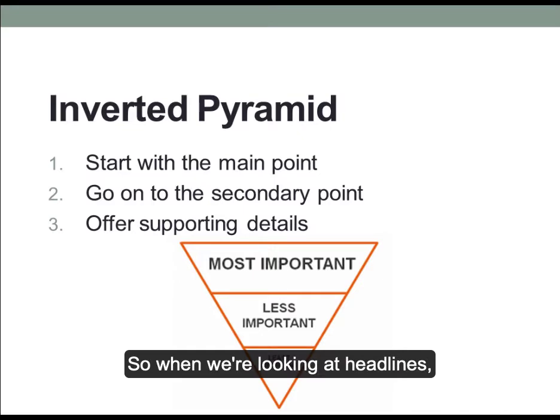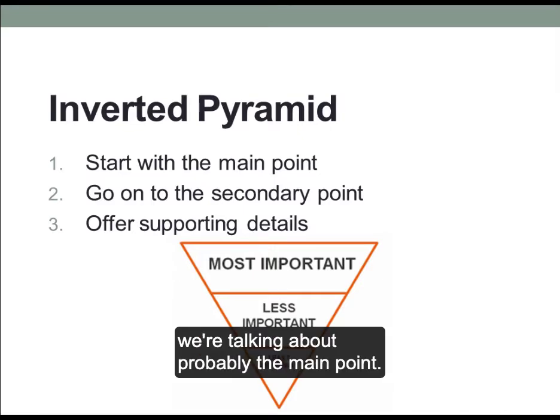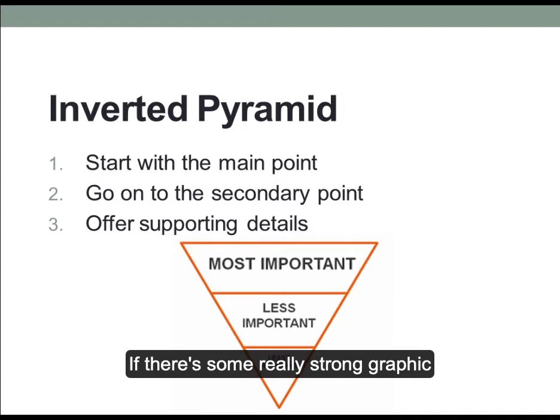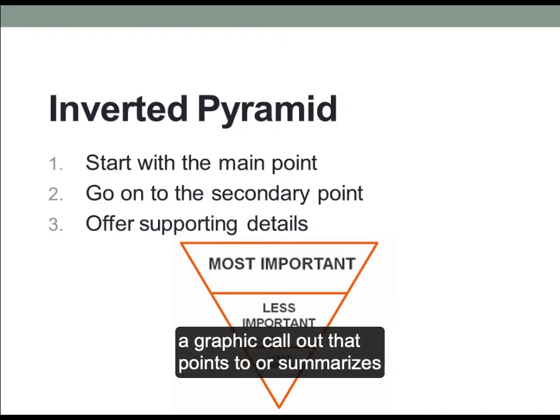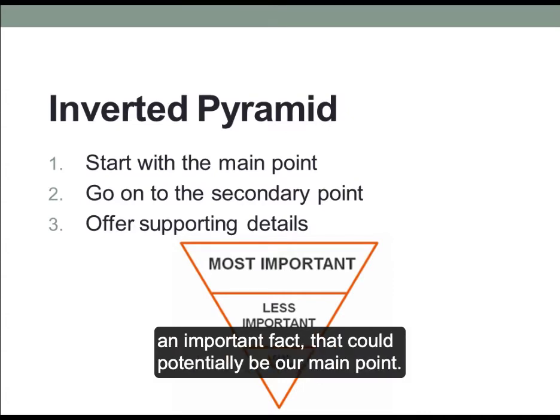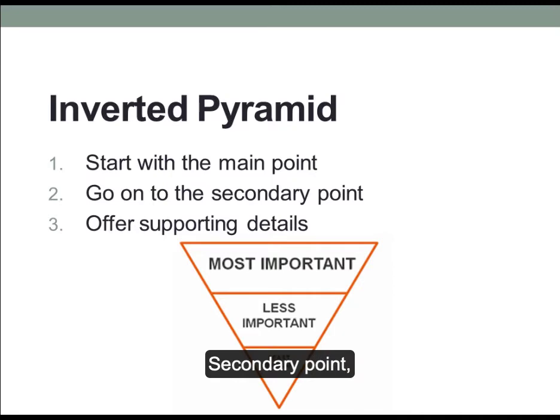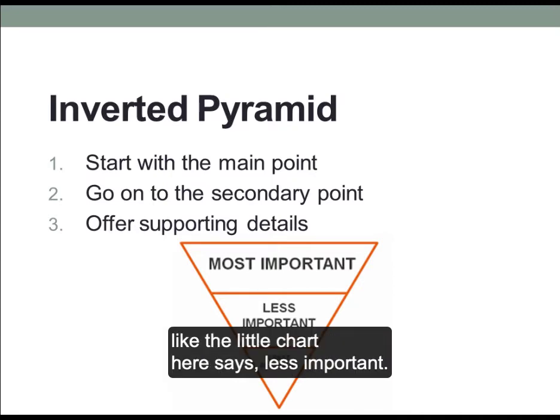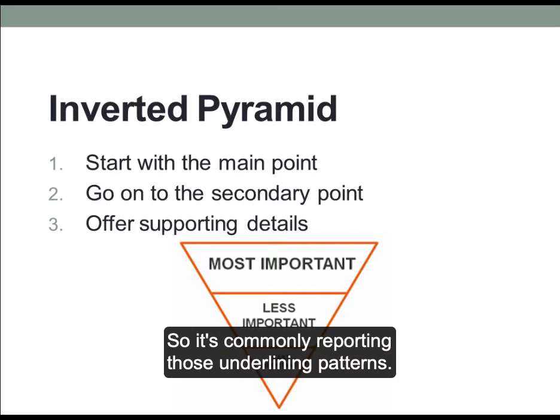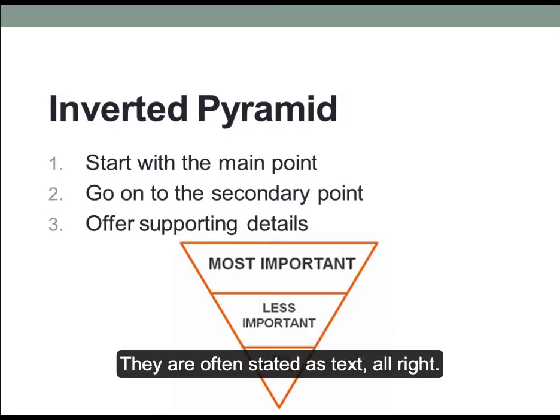When we're looking at headlines, we're talking about probably the main point. If there's some really strong graphic, or what we call a pointer box, a graphic callout that points to or summarizes an important fact, that could potentially be our main point. The secondary point is less important. It commonly reports those underlying patterns. They are often stated as text. Even if it's a graphic, it must be an overview.